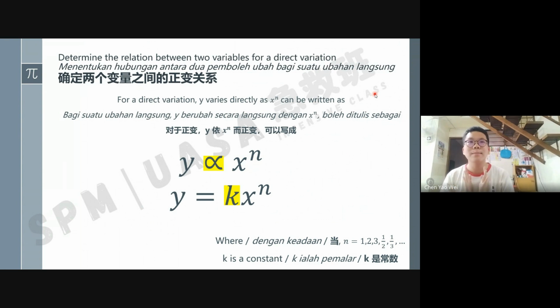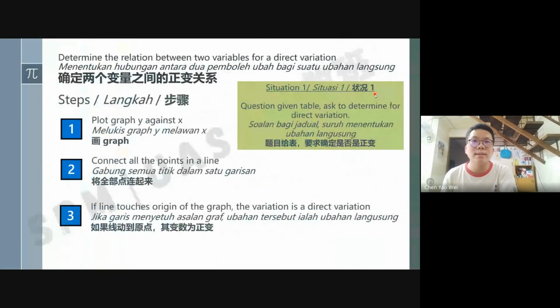Now you need to know how to determine the relation between two variables for a direct variation. That is one situation. The question gives you a table and you need to determine whether it is a direct variation. You have three steps to do. First, the table has variables x and y. You just plot the graph of y against x.